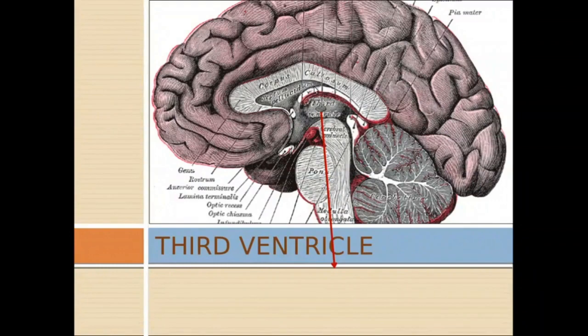So we have seen already this is the lateral ventricles and this is the third ventricle which communicates with the lateral ventricle through the interventricular foramen of Monro, and this is the interthalamic adhesion.